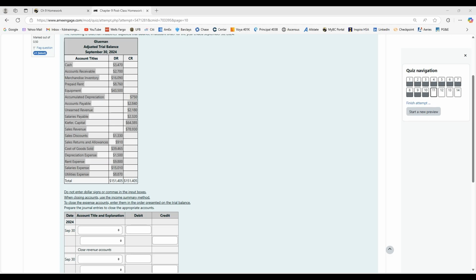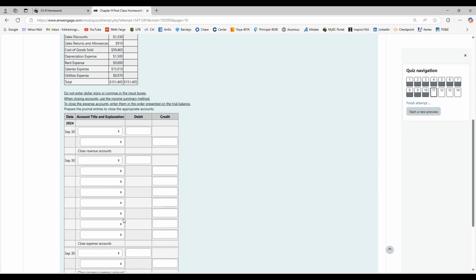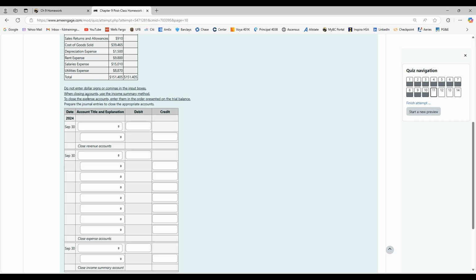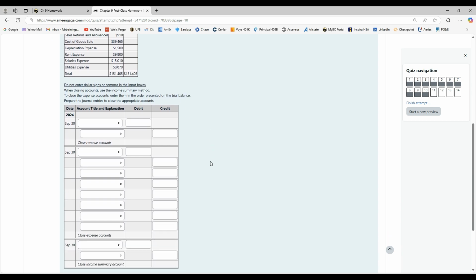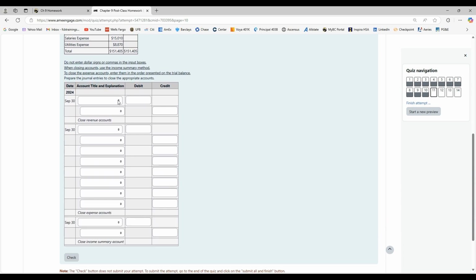Okay, so I've got these all in my trial balance. And remember, when we're talking about closing entries, we're going to be closing everything that is a temporary account, which includes revenues, expenses, dividends, anything that's basically a component of capital or equity. And we're going to be using the income summary method, just like we've already learned in the previous chapter. So nothing too different here or surprising, hopefully.